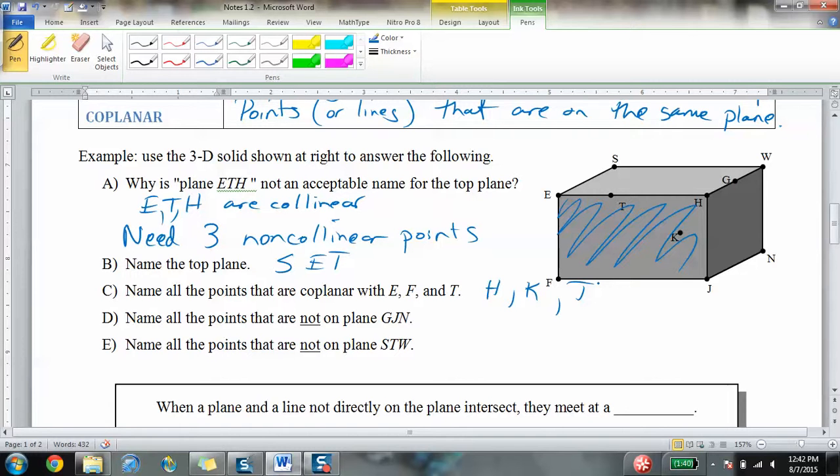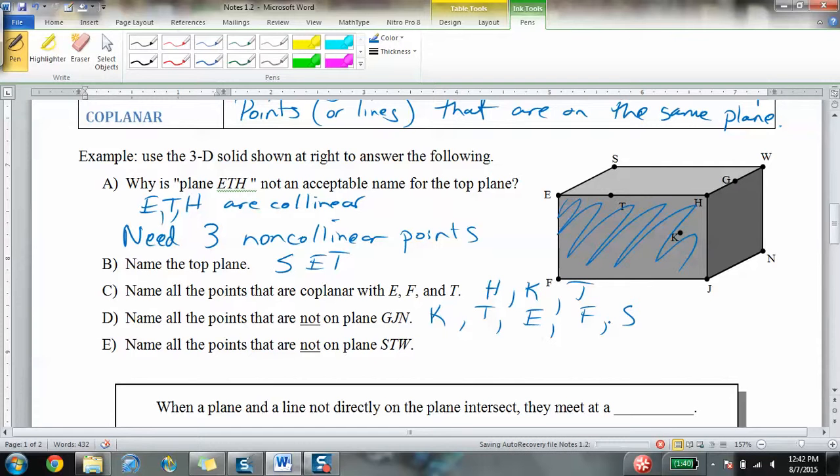They all lie on the front plane of the box. Name all the points that are not on plane G, J, N. So that is the right side of the box, so I need to name everything that is not on that side of the box, that's not touching the right side of the box. So that would be K, T, E, F, and S. All those points are not touching that plane.